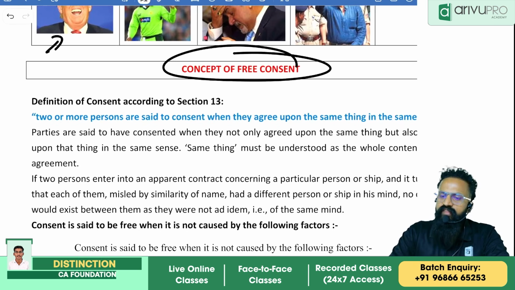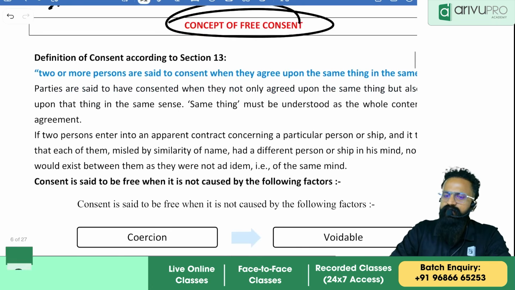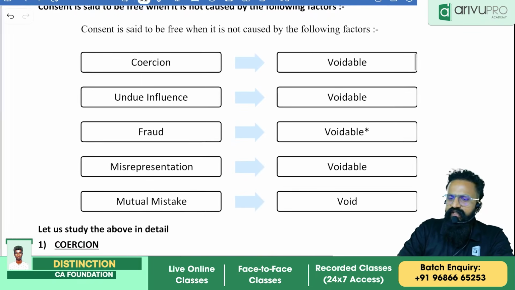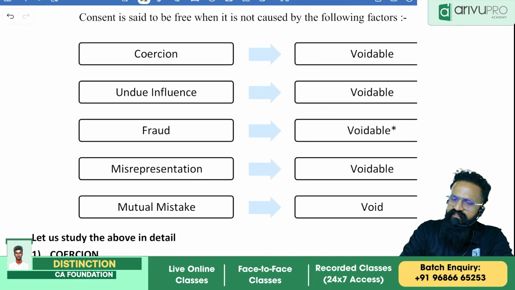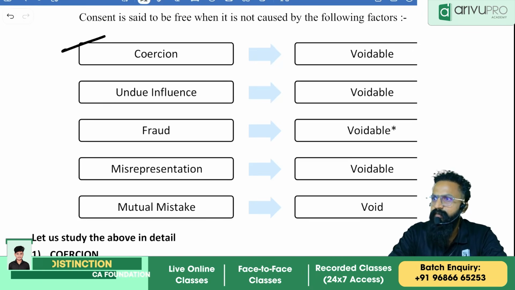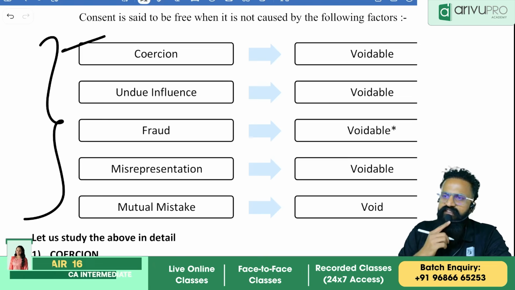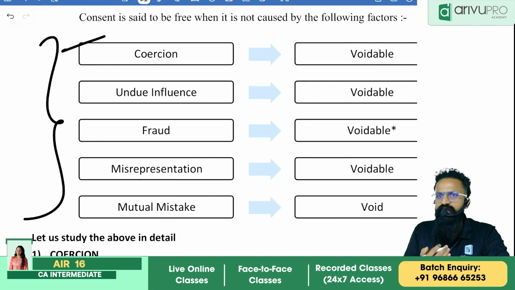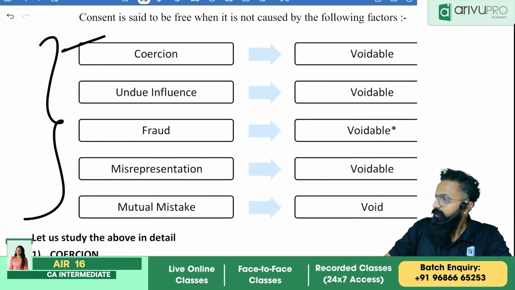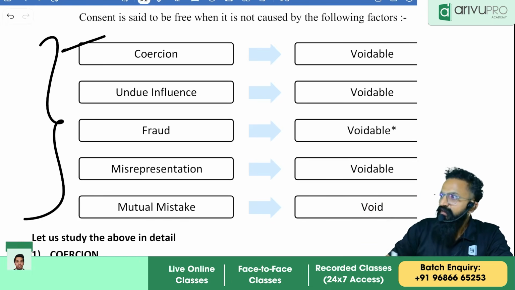Correct. Concept of free consent. What do I mean by free consent? We have in total 5 things. Here only I'll revise. Coercion. What do I mean by coercion? Coercion is when a person is doing something. In all of these, your acceptance is not taken freely. Free means I am not pressurizing you to say yes, but in different ways.